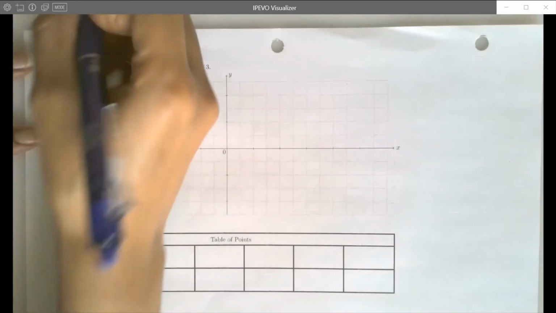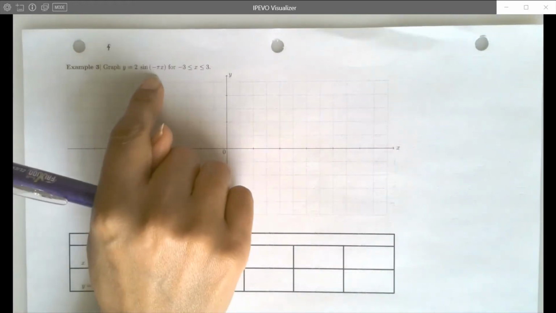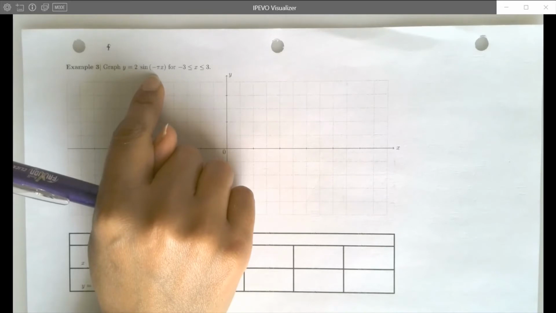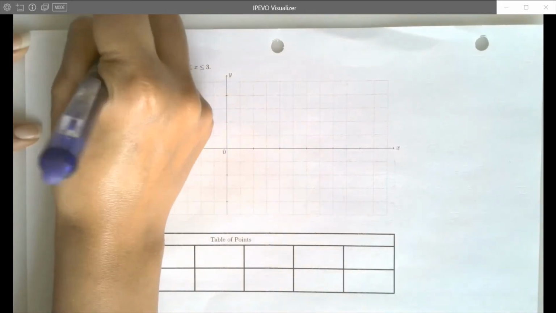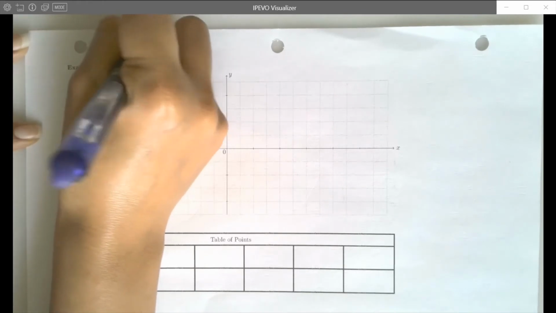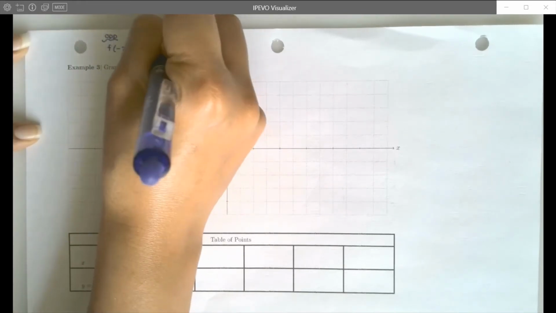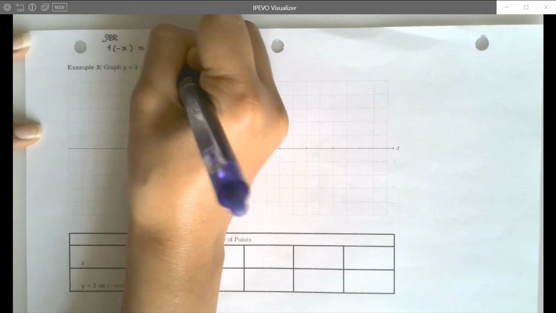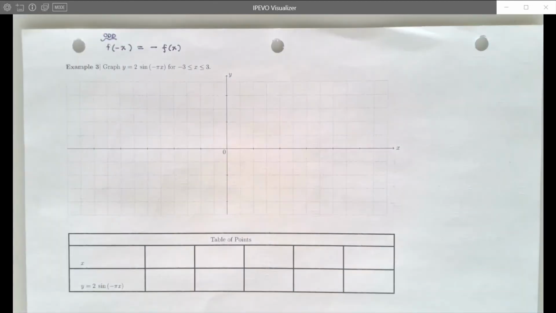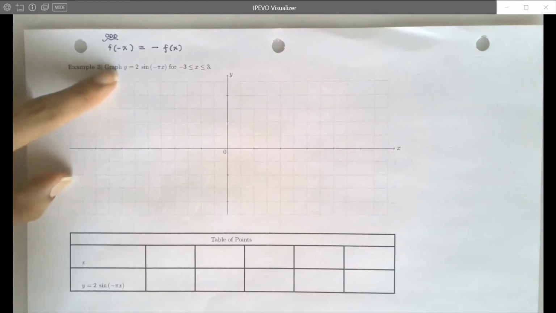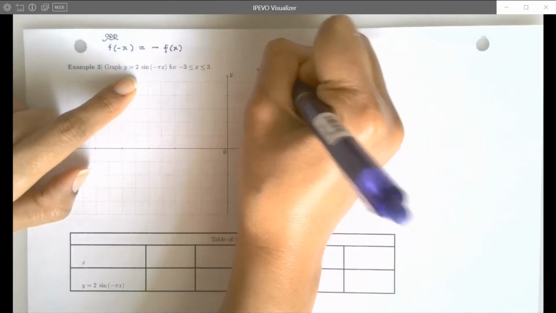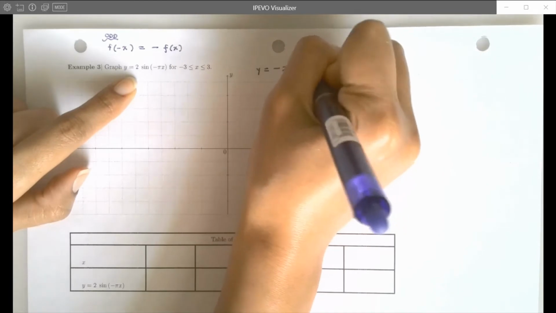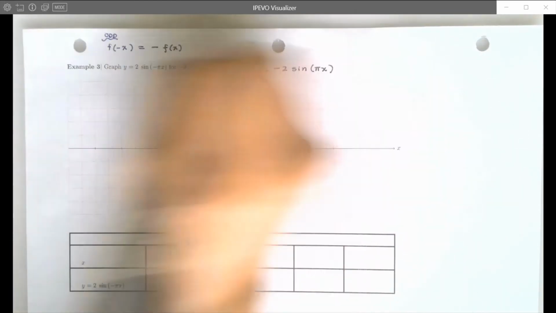And unlike in an even function, we simply can't ignore the negative, or absorb the negative away. For an odd function, what that means is if you have an f of negative x, you bring out the negative in front of the function. So it's negative f of x. Okay, so applying that to what we have here, that means that we're going to end up with y equal to a negative 2 times sine of pi x.